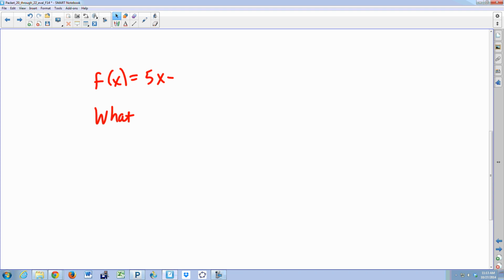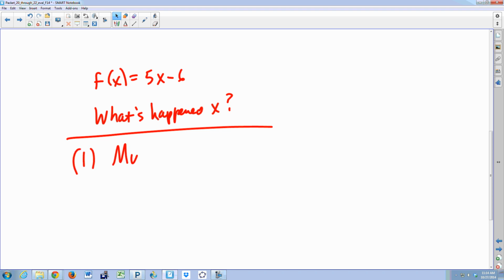Is that it? Okay. So what's happened to x? If you were evaluating this for a value of x, what's happened to x? You put a number in for x. What's the first thing you're going to do? Multiply by what? Okay, thank you. Multiply by 5. And then I only have 2 things happening to x here. I wish I had a problem with 3 things or 4 things. And what's the last thing that's happening to this? Subtract 6.